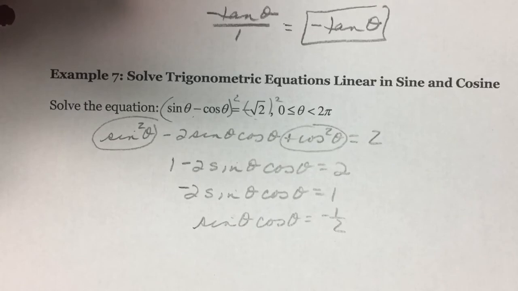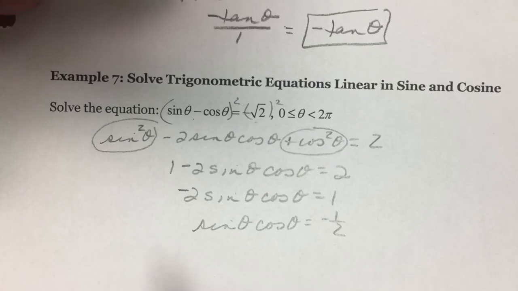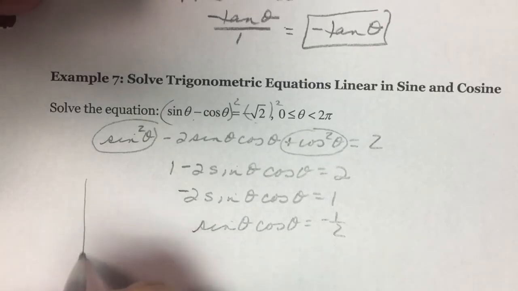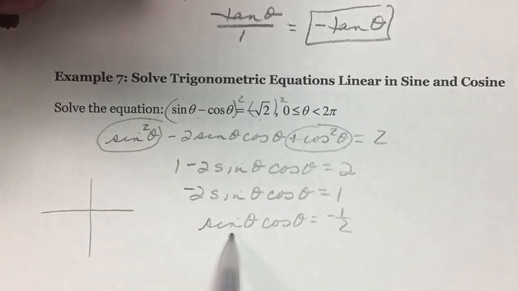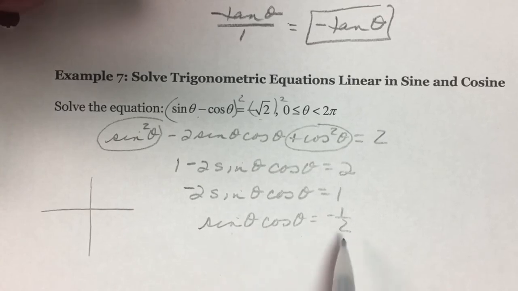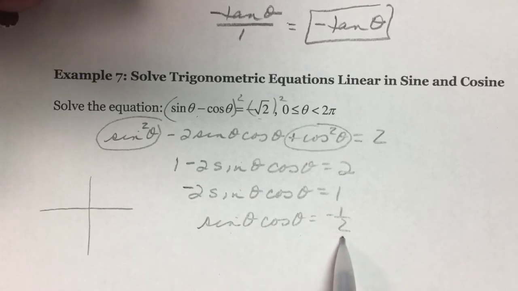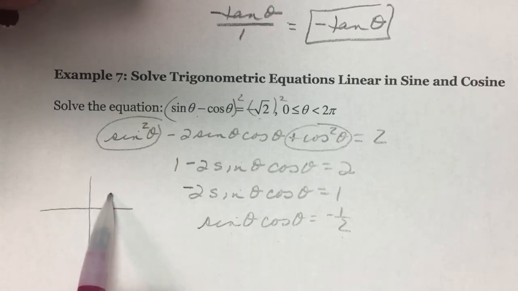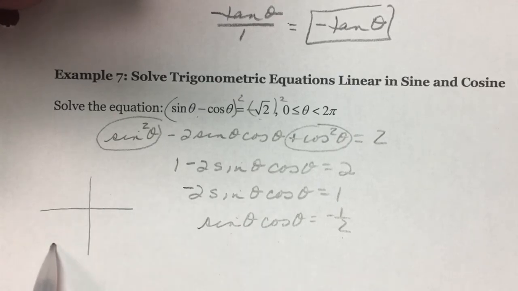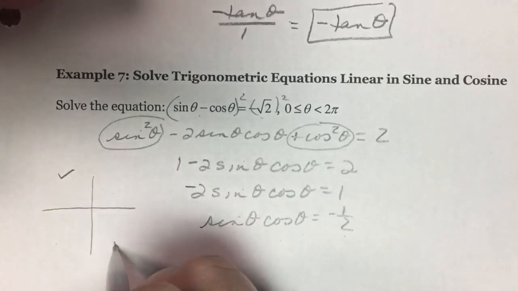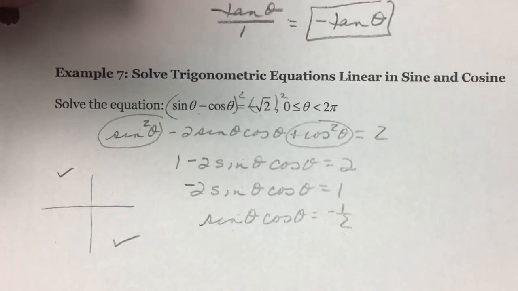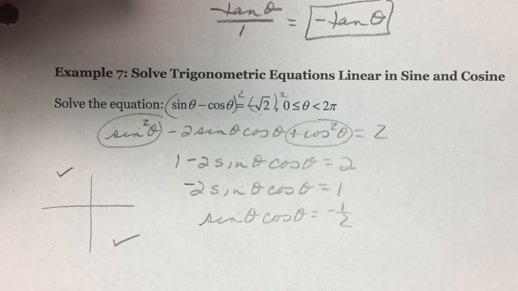Okay, now from here, and this is the part that's going to get a little tricky. You just have to really think about it. So first of all, if I want to multiply a sine theta times a cosine theta, and I want to get a negative number, that can only happen when the sine and the cosine are different signs. In the first quadrant, they're both positive. In the third quadrant, they are both negative. So I'm looking for a second and a fourth quadrant angle. So that's one thing I'm going to say.